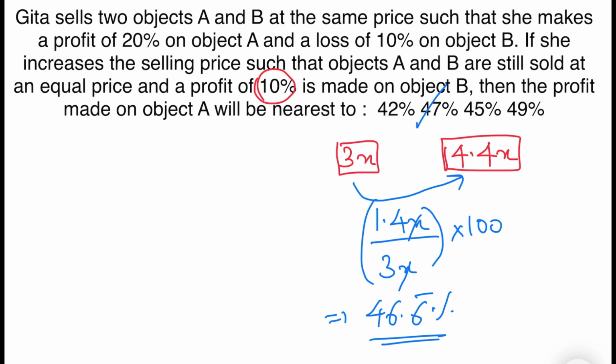So this is one way of solving the question where you actually derive the ratio, or you get the cost price ratio later when you equate the two selling prices. Right, now let's look at a better way of solving the question.